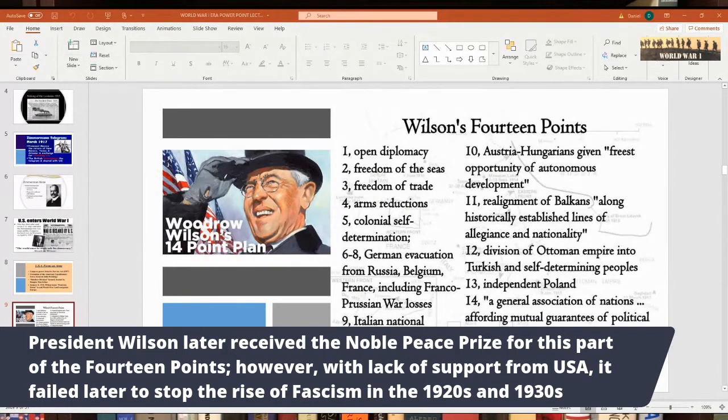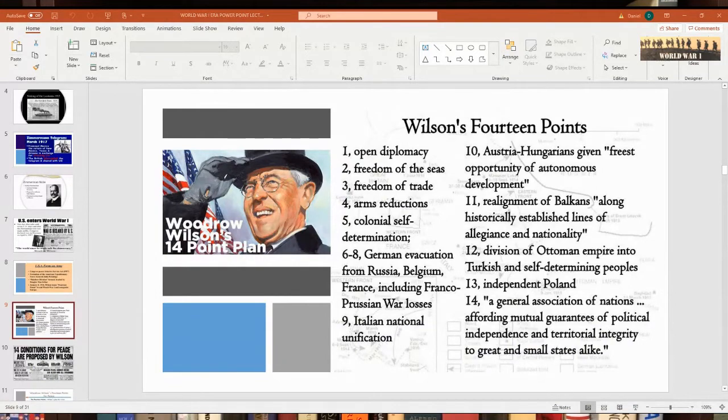And it really failed to prevent the spread of fascism, like the rise of Mussolini and Hitler. It didn't really do much to stop those guys, of course. That was a major problem overall.